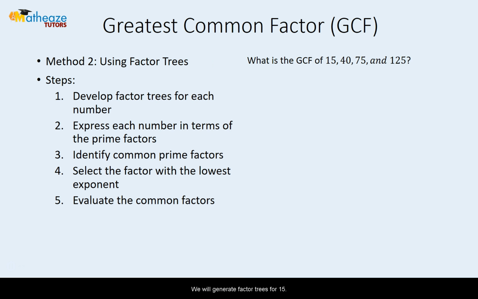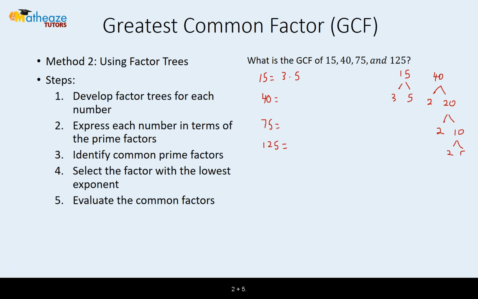Finally, we will generate factor trees for 15, 40, 75, and 125. Let's start with 15. For 15, we have 3 and 5. For 40, we have 2 and 20, 2 and 10, 2 and 5. So this is 2 times 2 times 2 times 5.